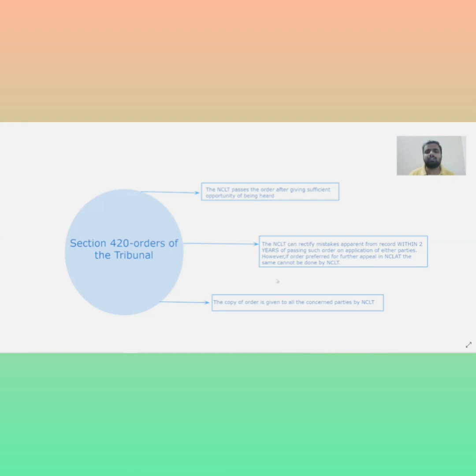And the last point is very generic and very logical. Whatever copy of the order is going to be given, it has to be given by the NCLT to all the concerned parties.